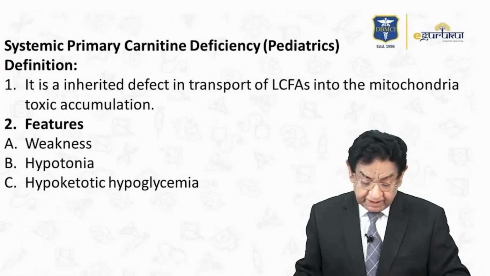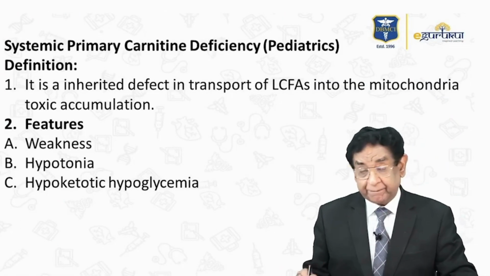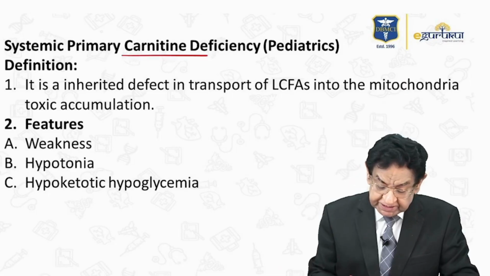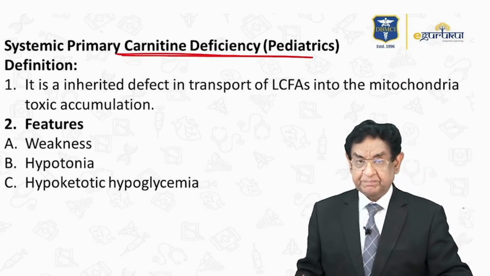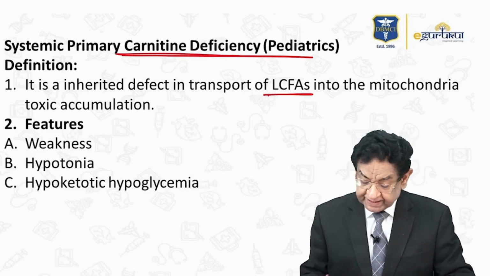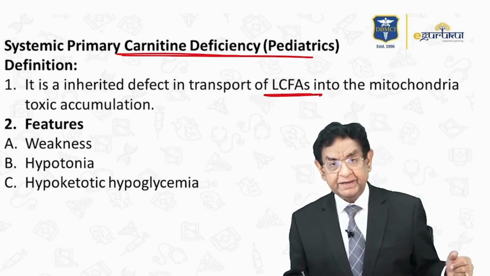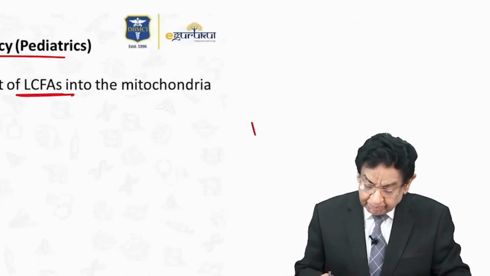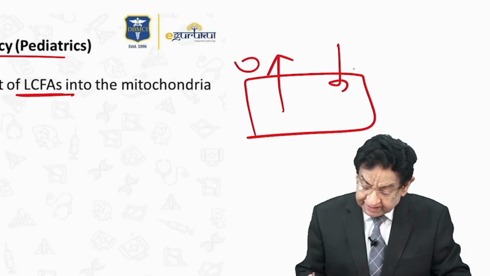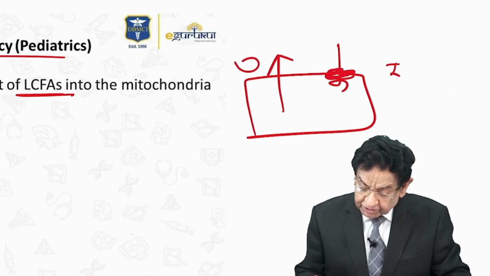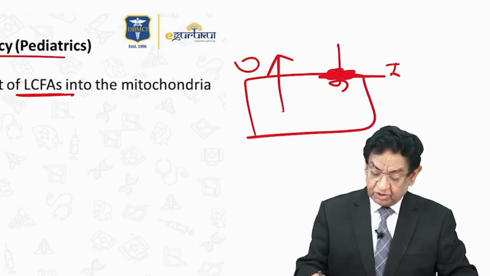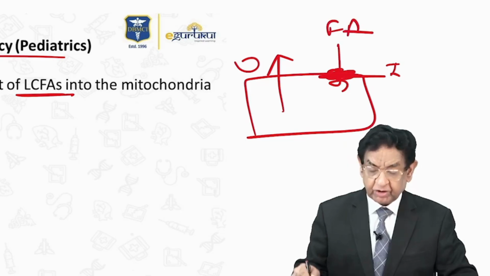Now let's talk about applied medicine. If this carnitine shuttle is deficient, as in pediatric cases, then definitely the long chain fatty acids will not be able to enter. In other words, we talked about mitochondria having an out gate and an in gate. This in gate is closed. So definitely the long chain fatty acid cannot come in.